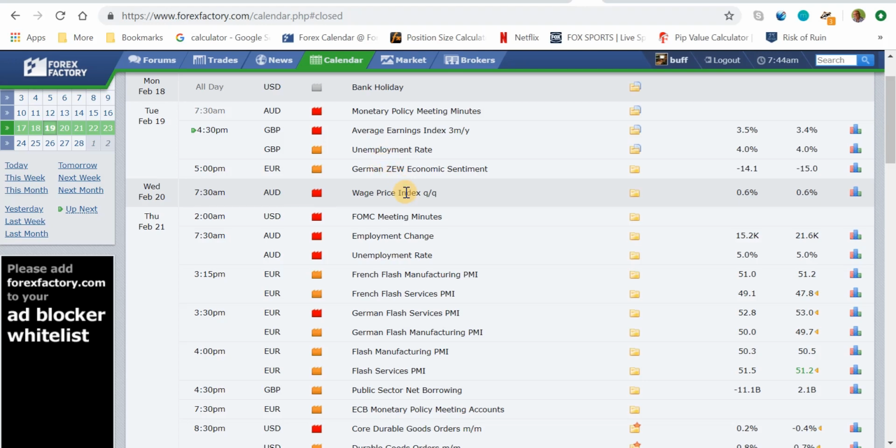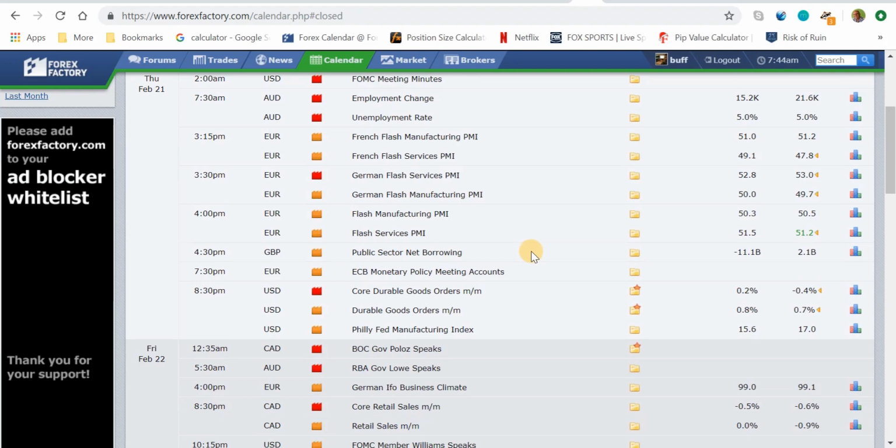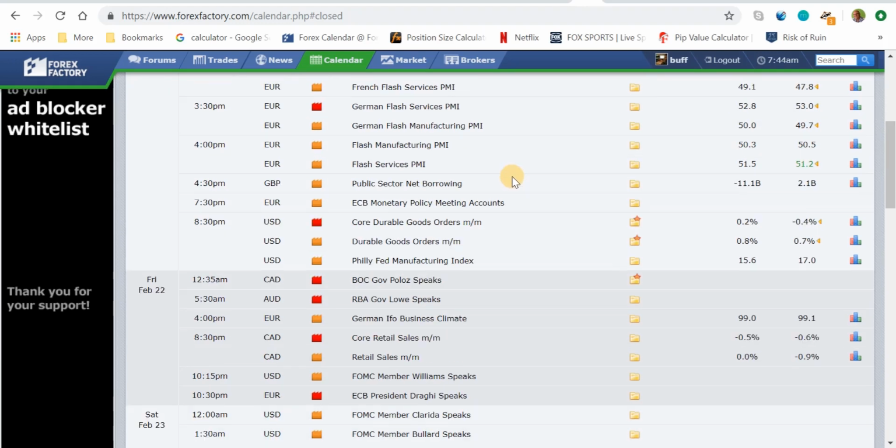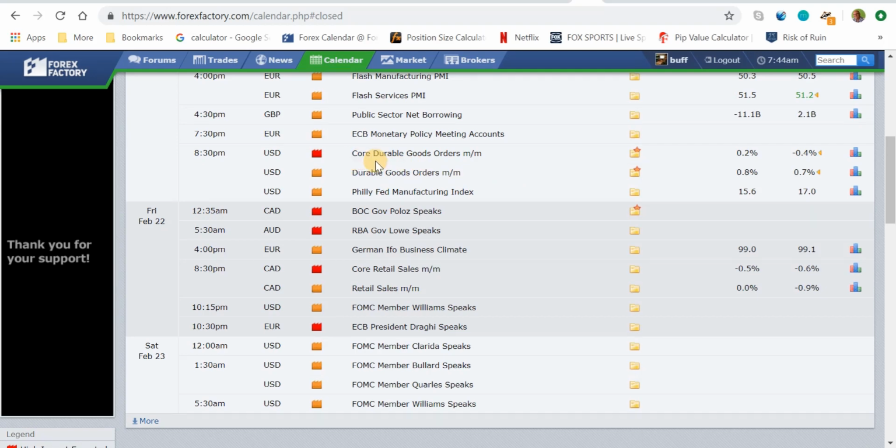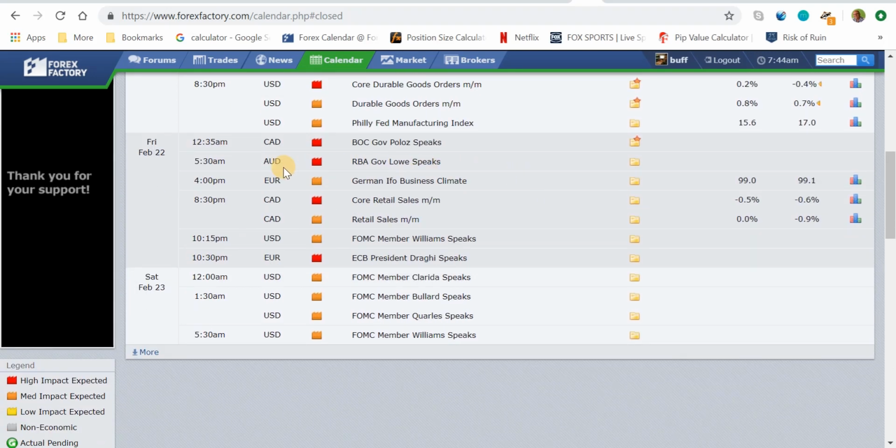Unemployment rate out of the UK, bit of high impact news on Wednesday out of Oz. Thursday, there's FOMC meeting minutes, employment change out of Oz, unemployment rate out of Oz. Then the week, you can see it, there's really not much happening. Core durable goods on Thursday out of the US. Then there's a lot of talking heads on Friday.